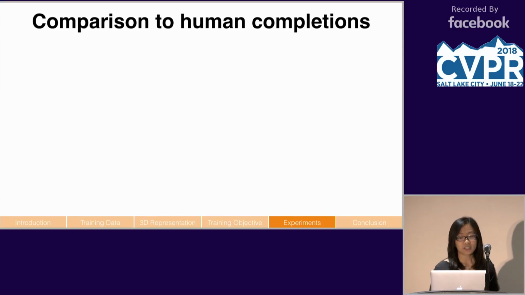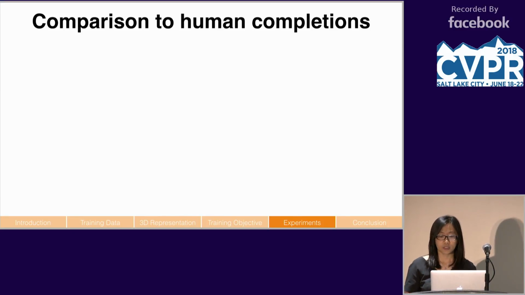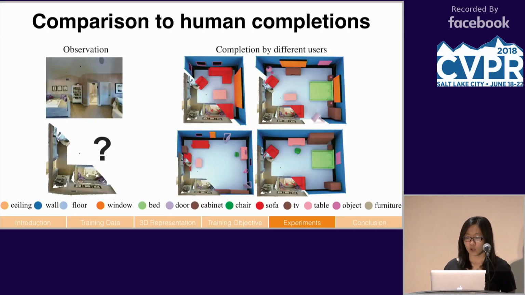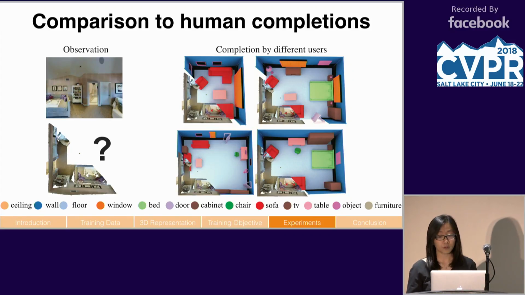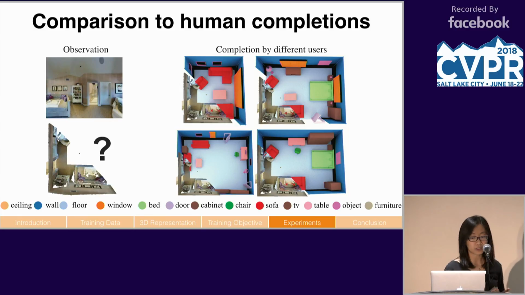And the final question that we want to ask in this paper is to see how well our algorithm compares to human performance on this task. So in order to see that, we asked different people to complete a 3D room based on a partial observation by using a 3D design tool. And here we show some of the example results that we gathered from 4 different users.